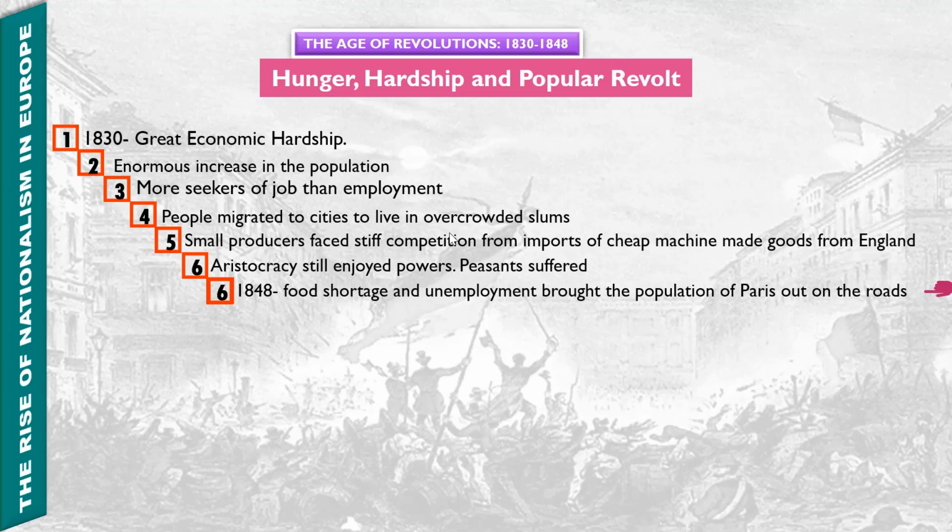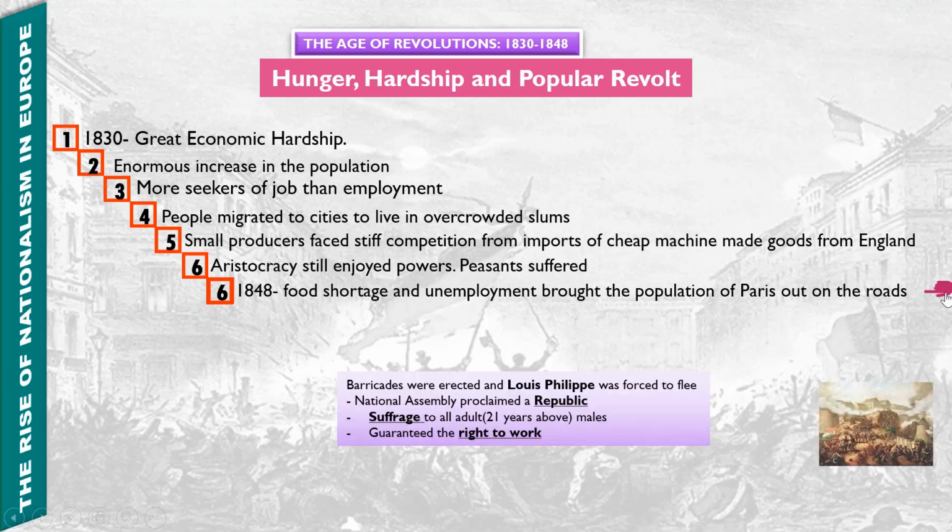The year 1848 was one such year, where food shortages and widespread unemployment brought the population of Paris out on the roads. Barricades were erected and Louis Philippe was forced to flee. The National Assembly proclaimed a republic, granted suffrage to all adult males above 21 and guaranteed the right to work. National workshops to provide employment were set up.